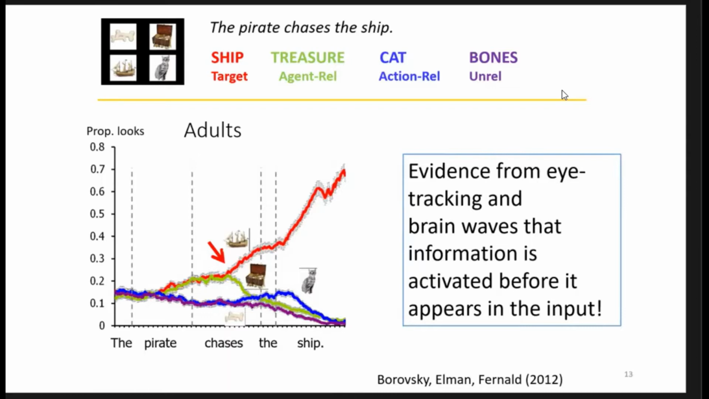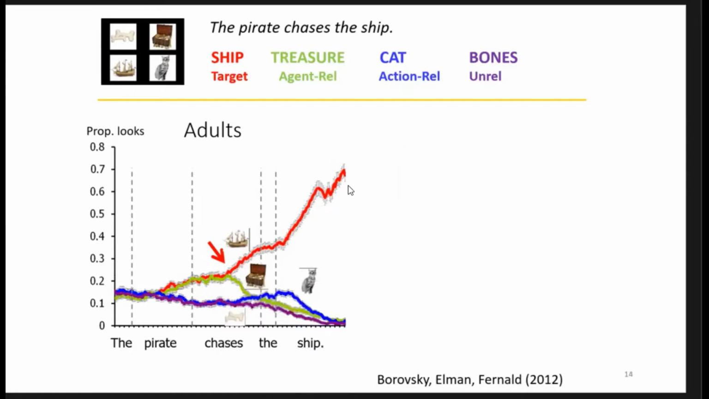And it's color coded. So the target ship is coded in red. And you see that at the verb "chase," okay, can you see that here? No, you cannot see my mouse. But at the verb "chase," people already start looking more at the target ship than at anything else. And that is before the ship comes in the input. So that, and similar experiments, show that yes, people can actively anticipate what comes next in the input.